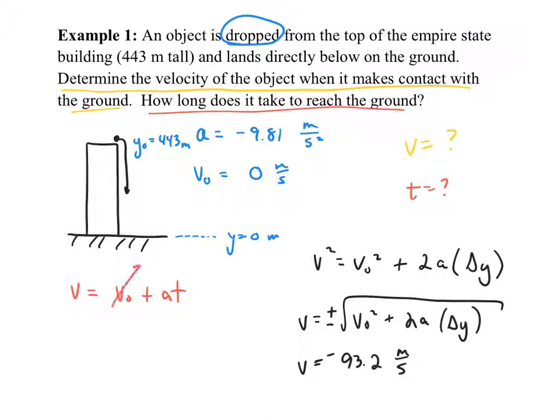So here this becomes 0, and I want to figure out time, so it's just V over A. That's all it turns out to be again because V0 is 0. There's no initial velocity, it's dropped. So my V value is negative 93.2 divided by negative 9.81.